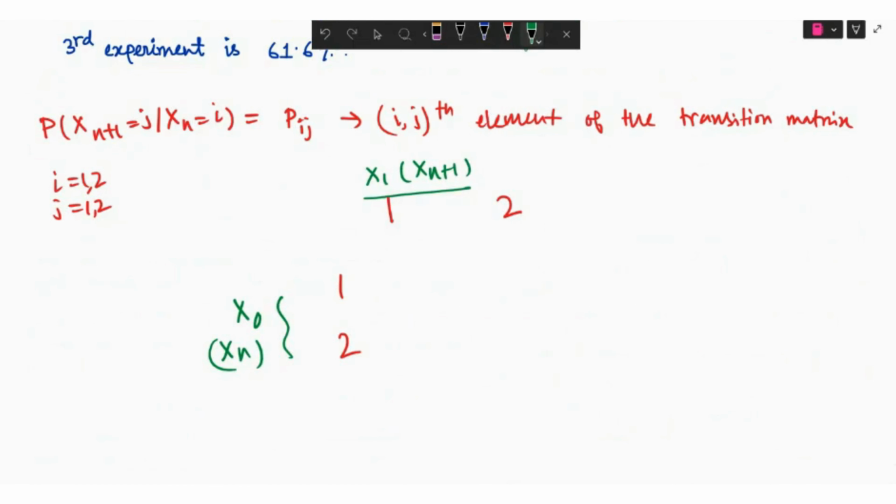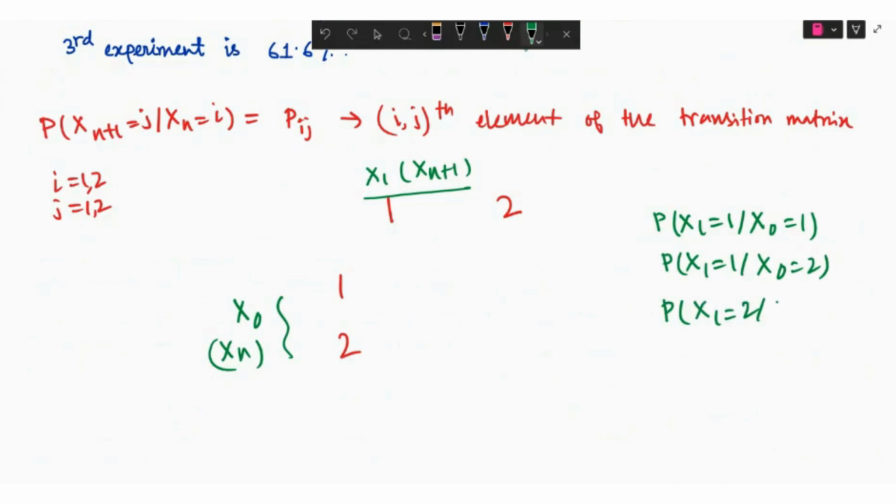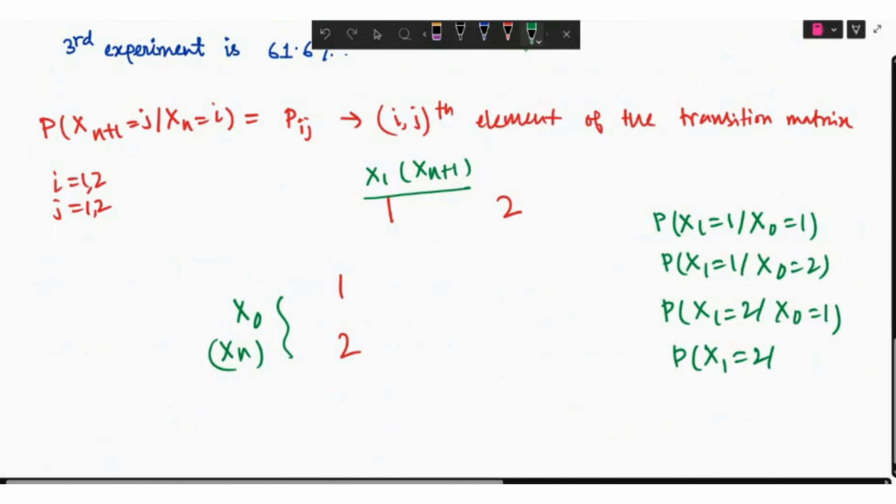So we have to find the probability of X1 equal to 1 given X0 equal to 1, the probability of X1 equal to 1 given X0 equal to 2, the probability of X1 equal to 2 given X0 equal to 1, and lastly the probability of X1 equal to 2 given X0 equal to 2. We have to find these four probabilities, one for each entry of the matrix.